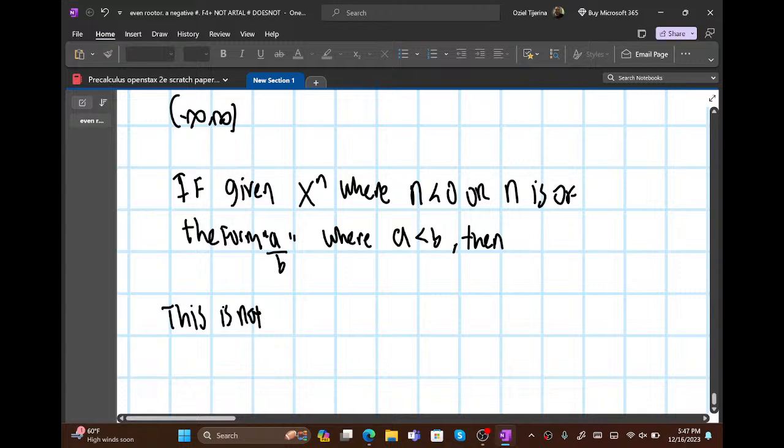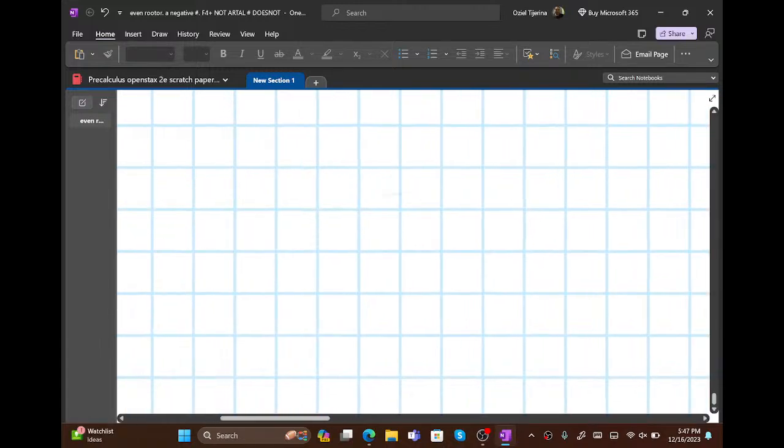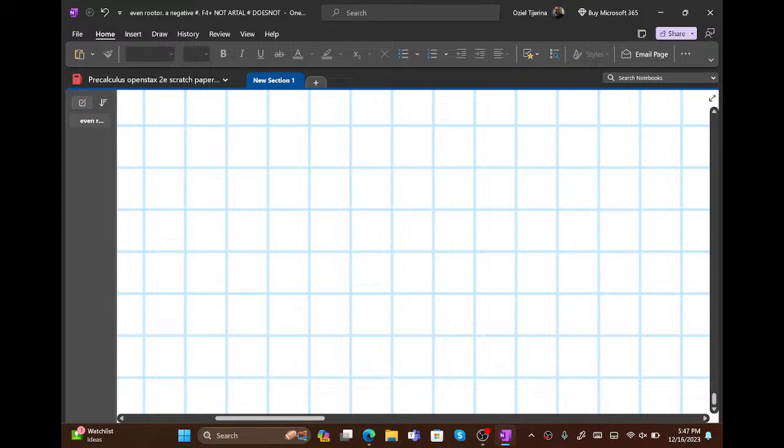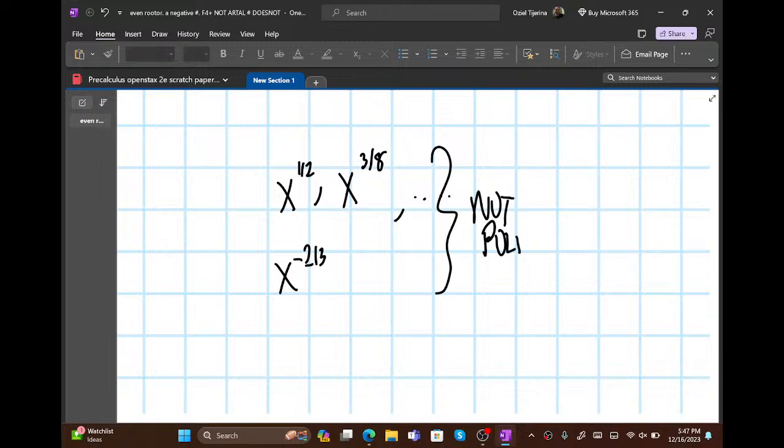I know this sounds really confusing, guys. What I am trying to say here is that the domain would not be all real numbers if you had, like, x to the 1/2, x to the 3/7 or something, or 3/8, dot dot dot, or x to the -2/3. These are not considered polynomial functions. At least I don't think.